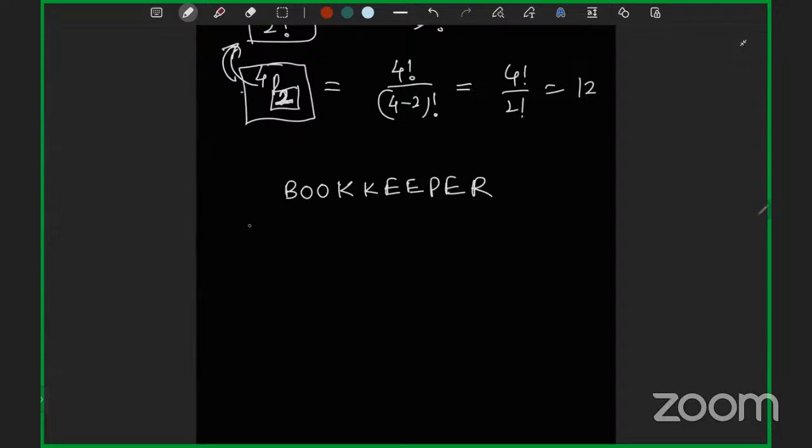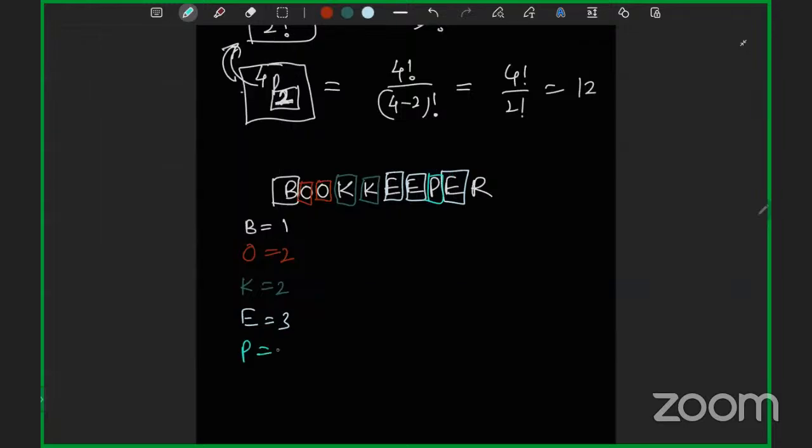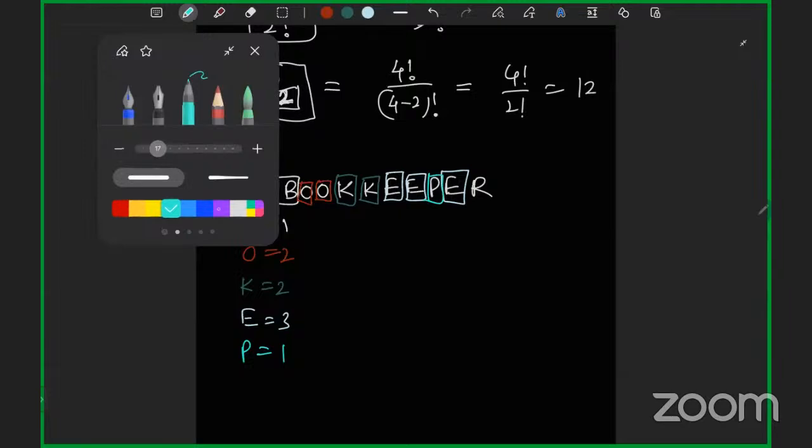So first you need to create counts of how many are there. B is coming out to be one. Then let's say O is here, here, and that's all, so I'll write O as two. Then K is two also. Then E, there are three E's. And then let's say P is there, so P is one, and then there is R.